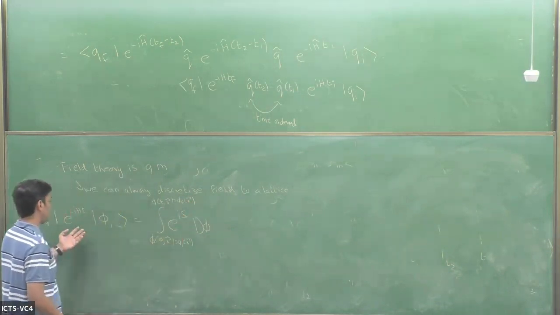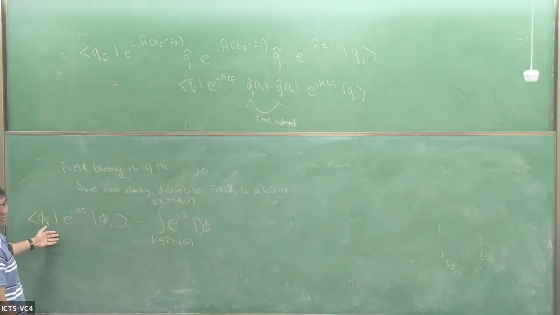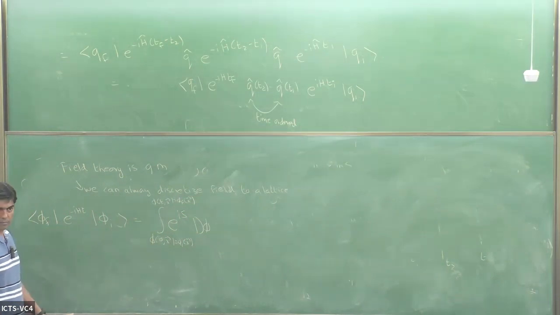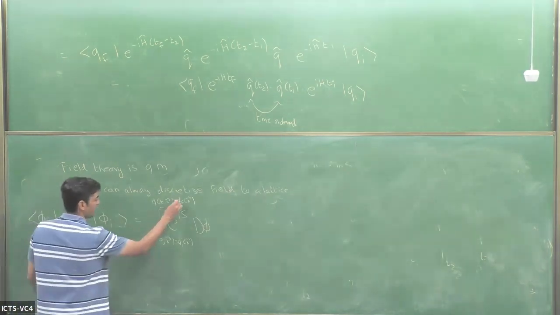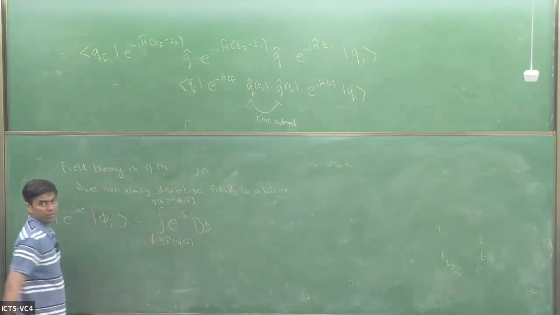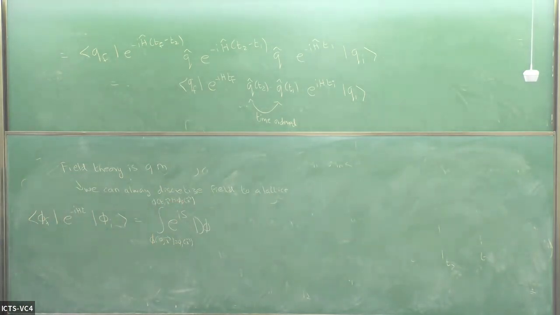The same derivation that we did previously tells us that if you want to evaluate this, then you should do this. So I hope it's clear that we don't have to rederive this again. The quantum mechanics derivation still works. That's because you can always discretize the field, and field theory is quantum mechanics. So what is true in quantum mechanics is true in field theory. So the obvious generalization of the formula that we had is this.